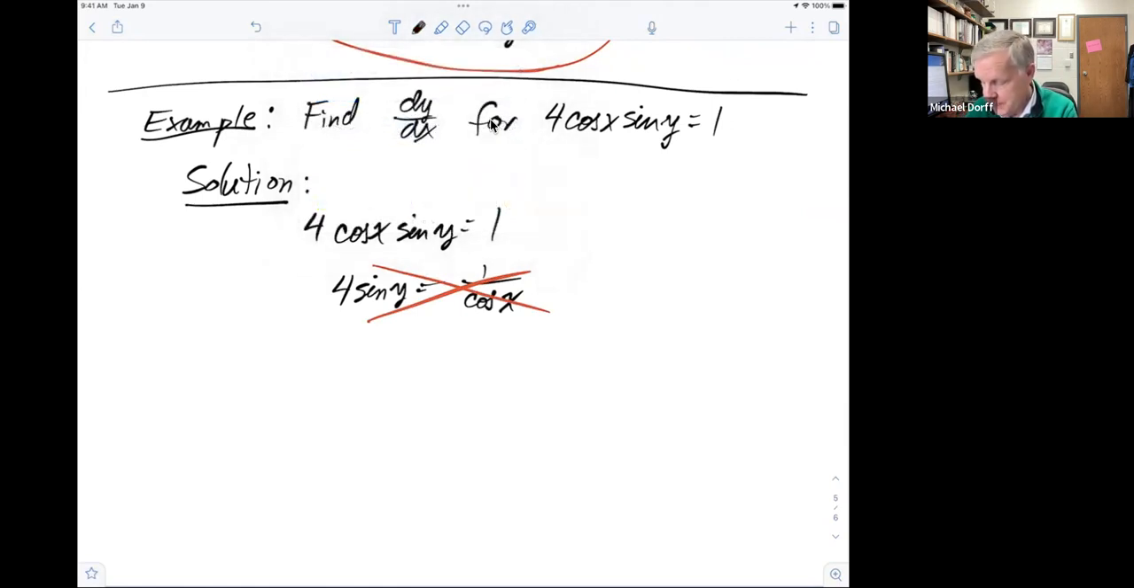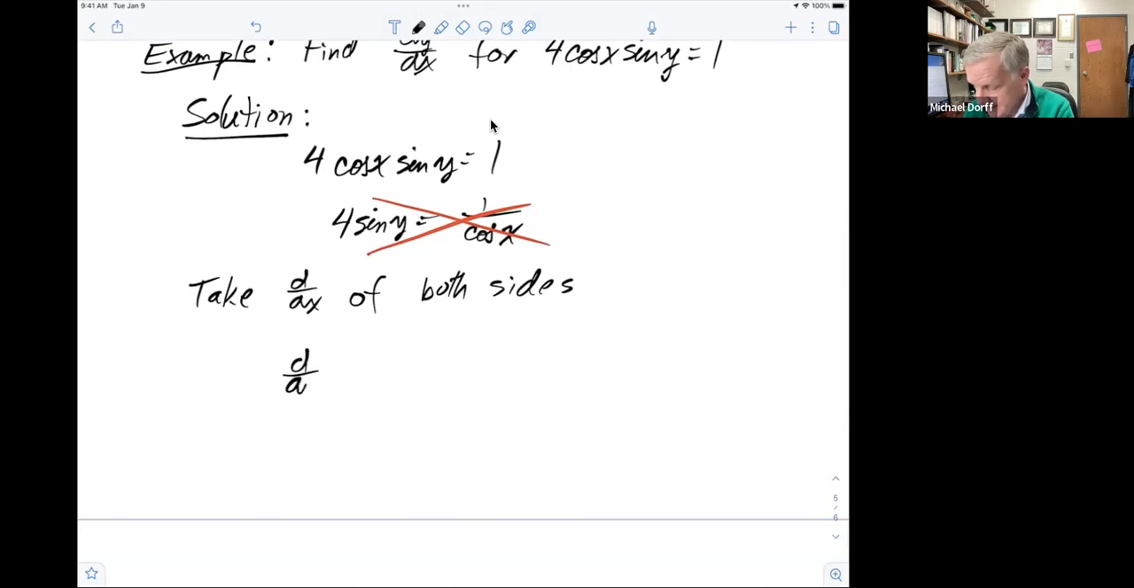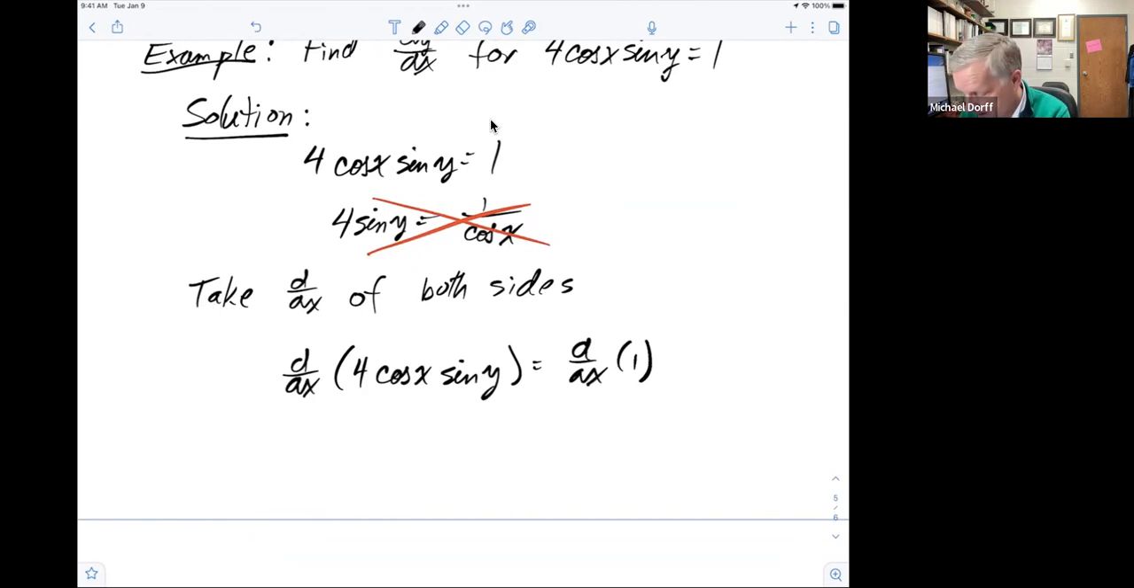So what do we do? Hopefully you're seeing this pattern here. I'm going to take d/dx of both sides. So I'm going to get d/dx of the left side, which is 4 cosine x sine y, and d/dx of the right side, which is d/dx of 1.